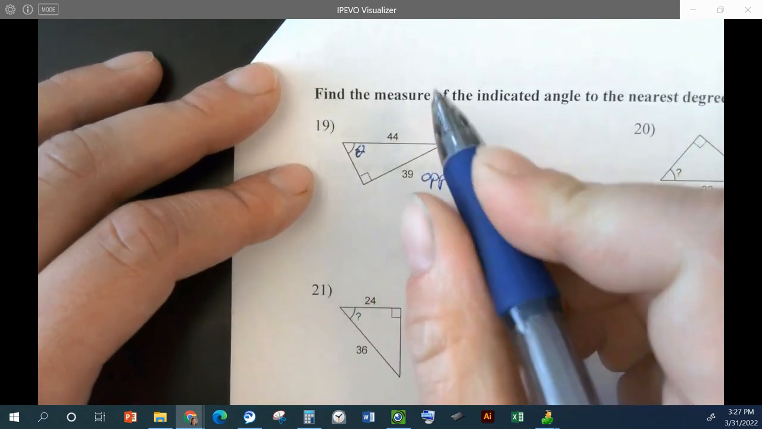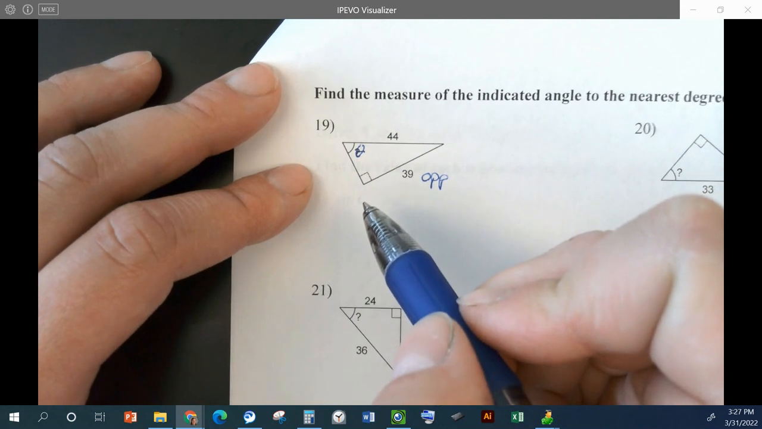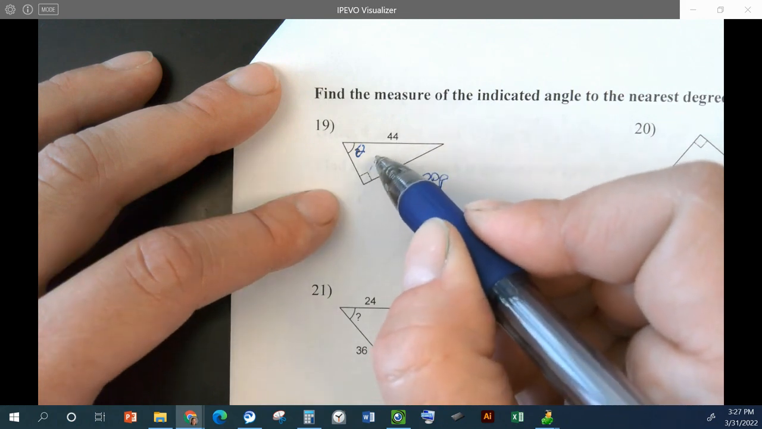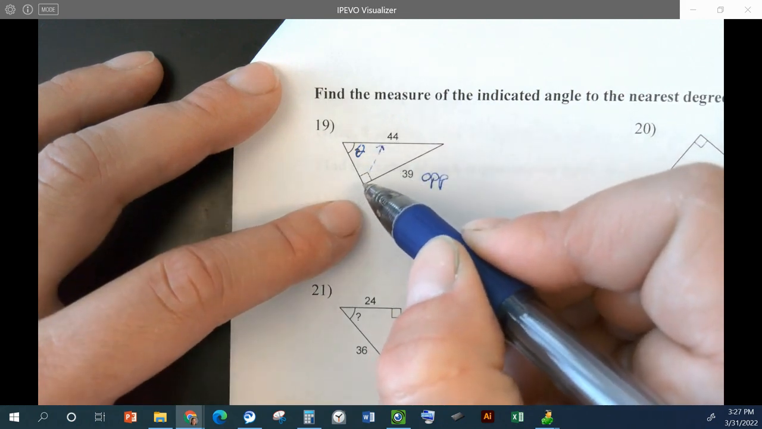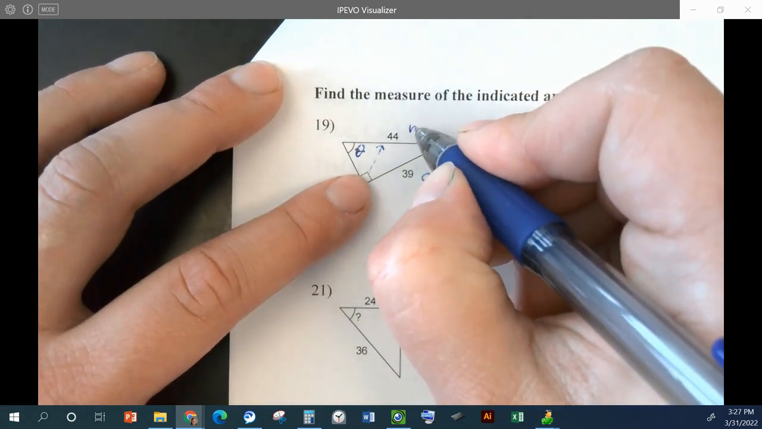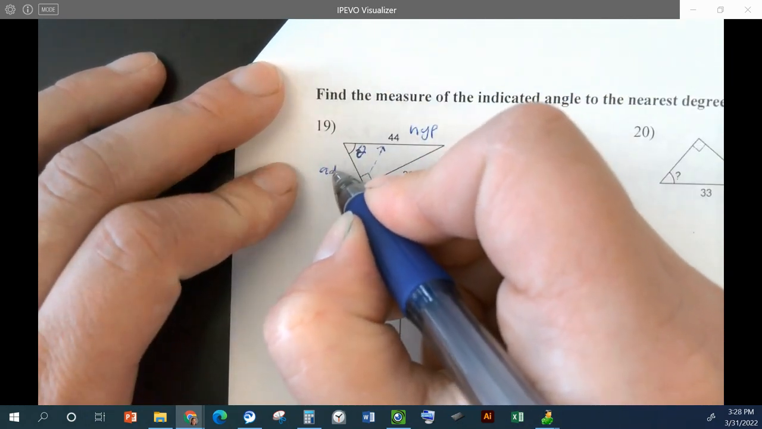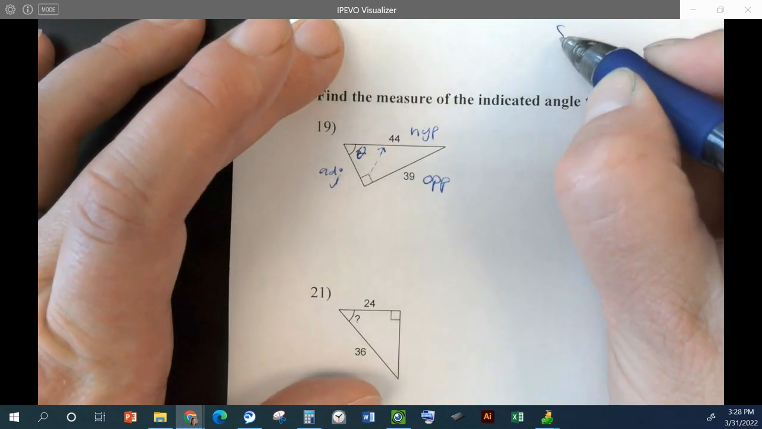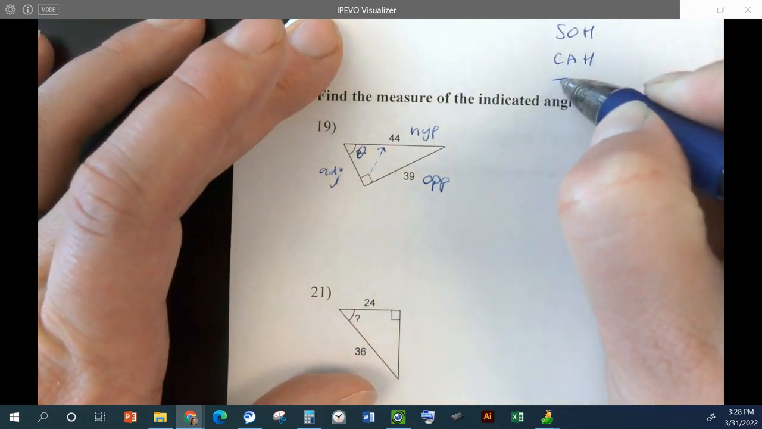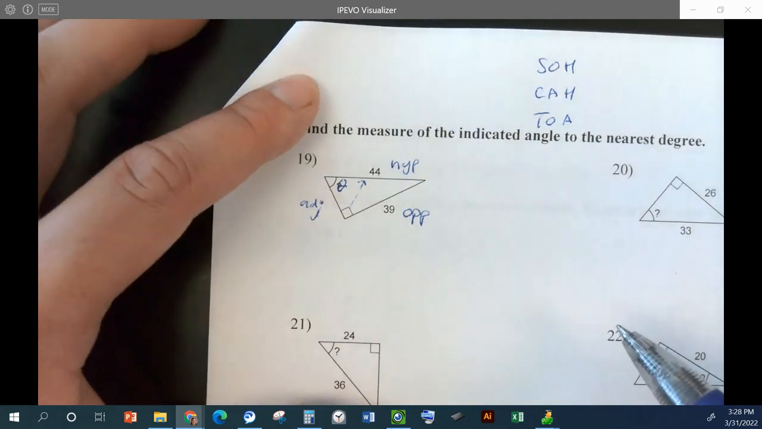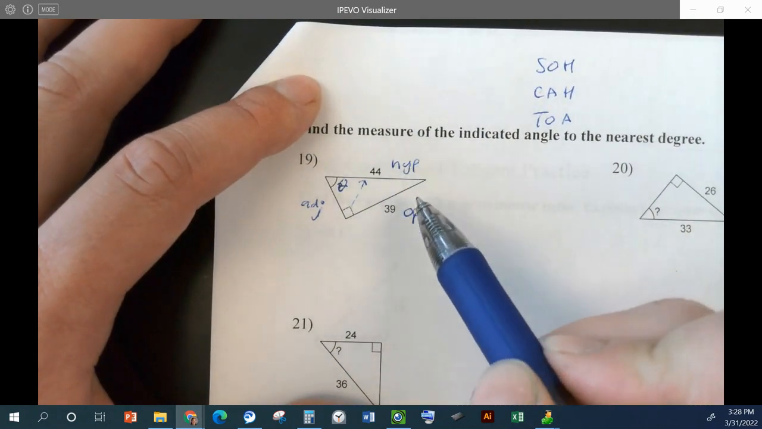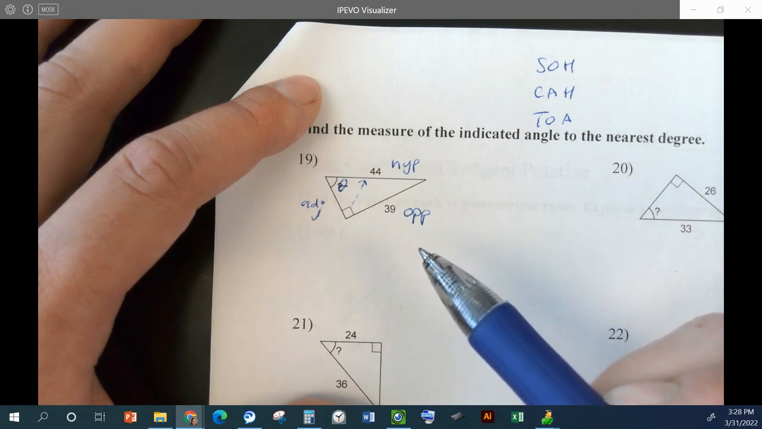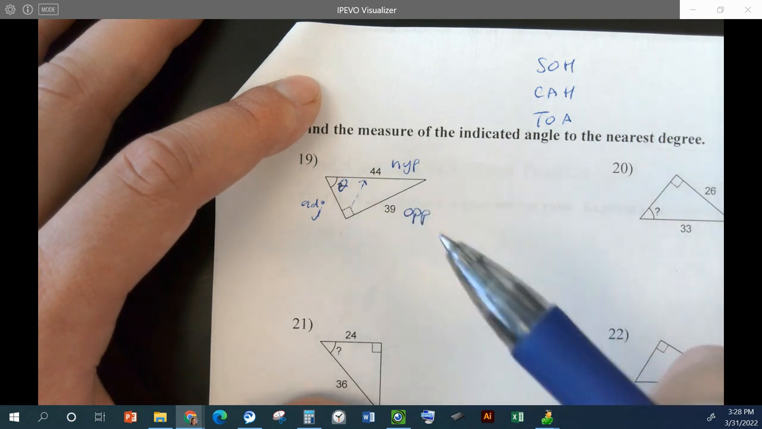Perfect. How about this one? 44. It is adjacent, but it's also the hypotenuse. So we're going to call it the hypotenuse because it's across from the 90. This one would be adjacent, but we just don't have the number there. Okay, so SOHCAHTOA, we need a relationship that relates the hypotenuse and the opposite side. So which function should we choose? Opposite and hypotenuse.